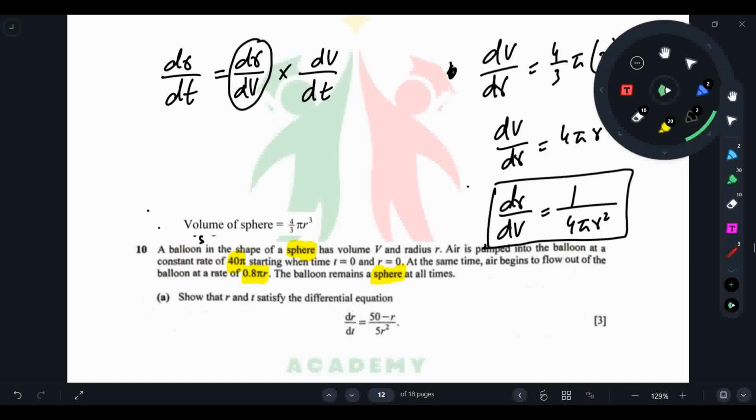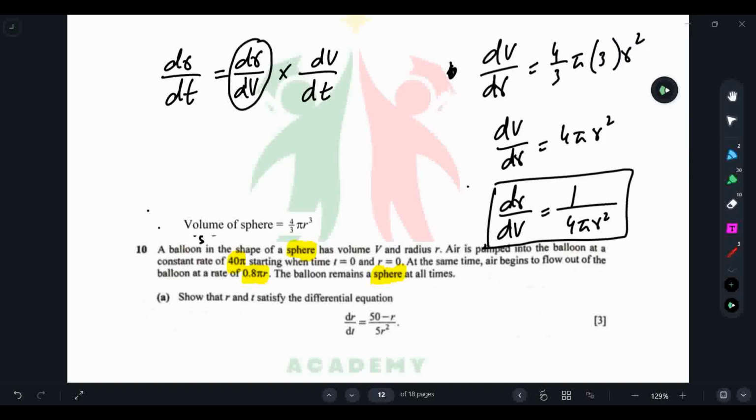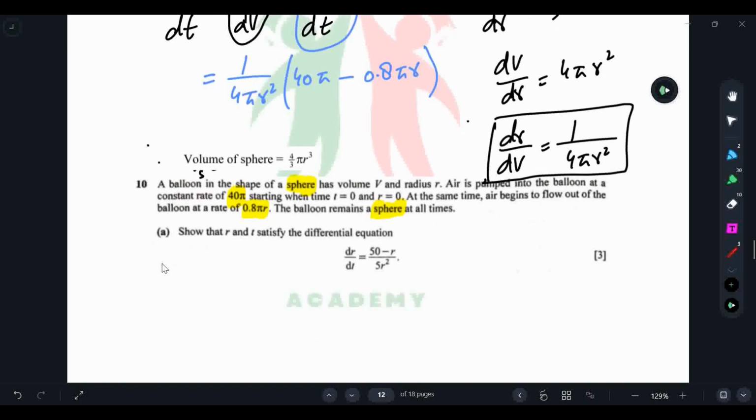Now for the second part, we need to be very careful and read the question again. For the second part we must have 1 by 4 pi r square into the rate of change of volume. Let's carefully read the question: the rate of change of volume will be 40 pi entering into the balloon minus 0.8 pi r. So this will be the rate of change of the volume of the balloon.